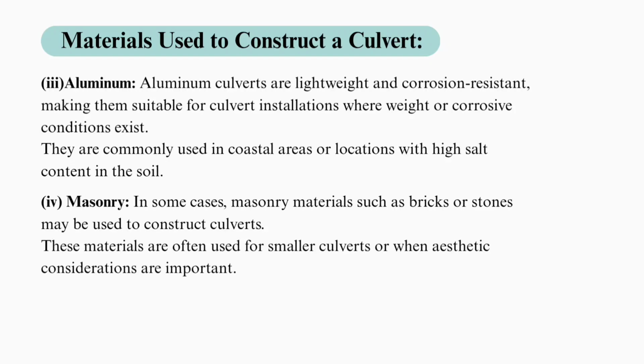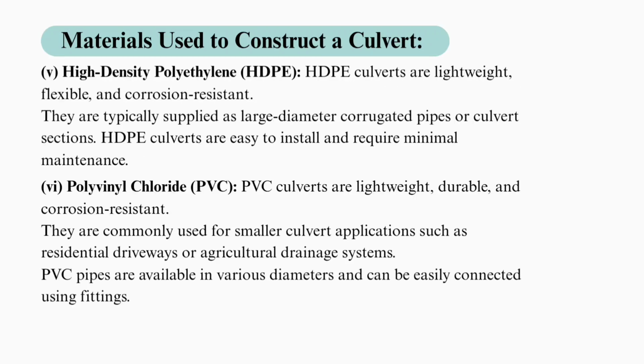Then the next material is masonry. In some cases, masonry materials such as bricks or stones may be used to construct culverts, and these materials are often used for smaller culverts or when aesthetic considerations are important. Then the next is high density polyethylene, HDPE. HDPE culverts are lightweight, flexible and corrosion resistant. They are typically supplied as large diameter corrugated pipes or culvert sections, and HDPE culverts are easy to install and require minimal maintenance.